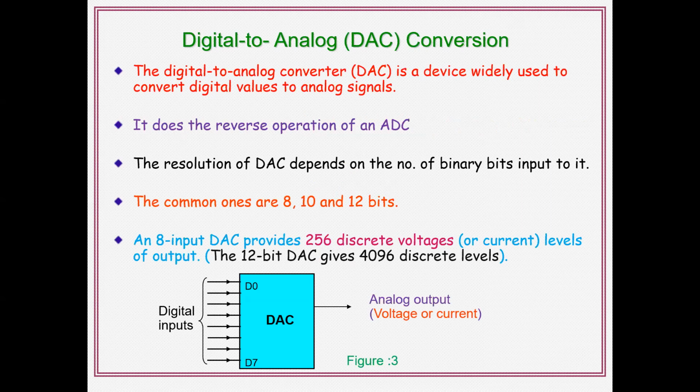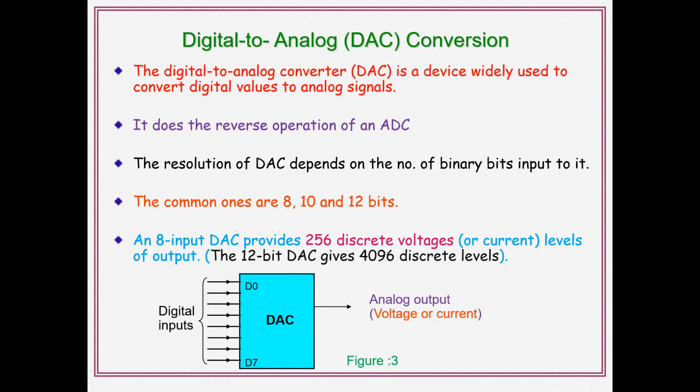So the digital to analog converter, also known as a DAC, is a device widely used to convert digital values to analog signals. It does the reverse operation of an analog to digital converter. The resolution of a DAC depends on the number of binary bits input to it. Common ones are 8, 10, and 12 bits.